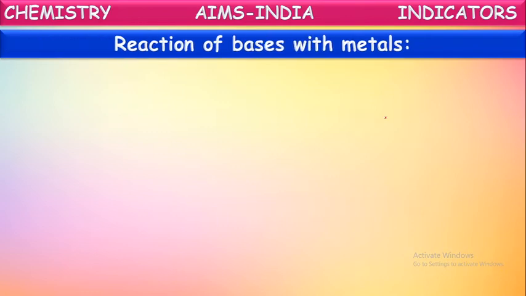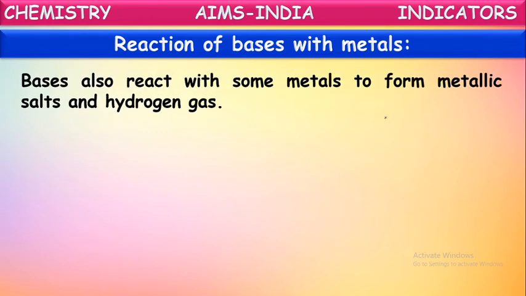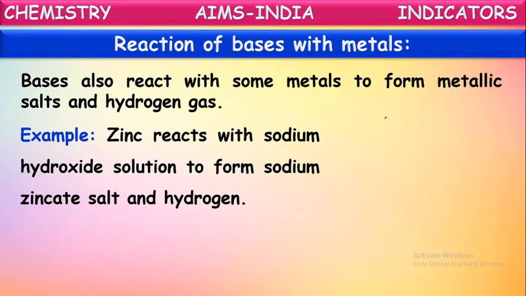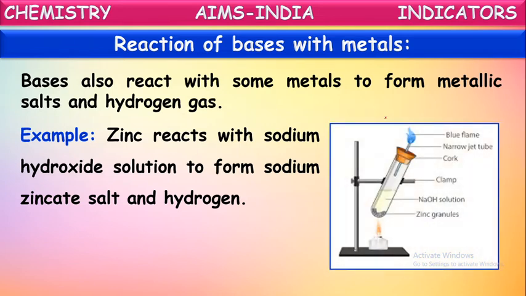Now let us see the reaction of bases with metals. How do these bases react with metals? Bases also react with some metals to form metallic salts and hydrogen gas, but not all bases. Some bases react with metals and form metallic salts and hydrogen gas. For example, zinc reacts with sodium hydroxide solution to form sodium zincate salt and hydrogen gas.